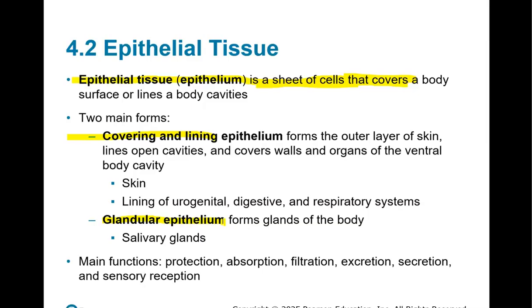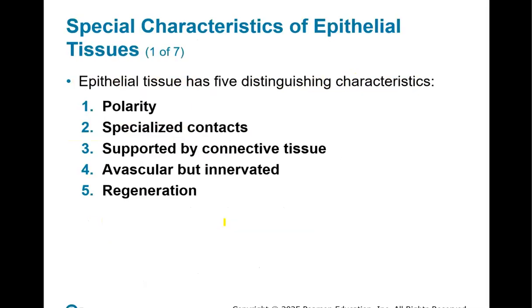And then sensory reception, because epithelial tissue, particularly the skin, is involved in sensory reception and sending that information to the nervous system. Characteristics of epithelial tissues is that it has polarity. In other words, it has a free surface and a surface that is attached. Free and attached. The free surface is called the apical surface. The attached surface is called the basal surface.